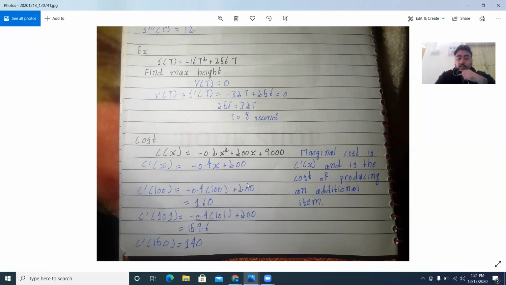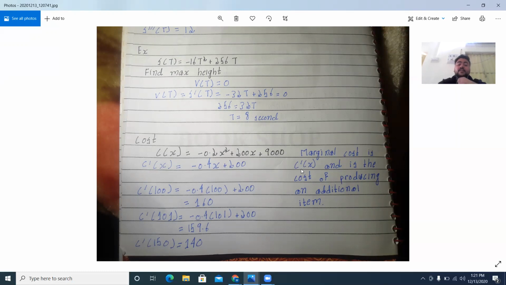Now moving to my third example. This is really interesting. I know this is a part of business calculus, but I thought of putting it inside my presentation. At first, we need to understand what marginal cost is. Marginal cost is the derivative of C(x), and it is the cost of producing an additional item. For example, if I'm producing 100 items, what will be the cost of producing an additional item, the 101st item? So here also the derivative is being used.